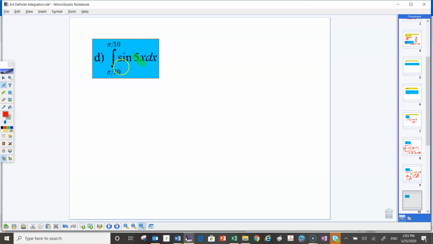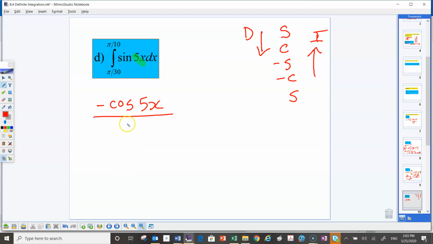So again, when I'm taking the integral of sine 5x, I take the integral of sine. And remember, we had sine, cos, negative sine, negative cosine. Going down is the derivative. Going up is the integral. So the integral of sine is negative cos, so it's going to be negative cos 5x, and then I divide by the derivative of 5x, which is 5. And this is going from pi over 10 to pi over 30.